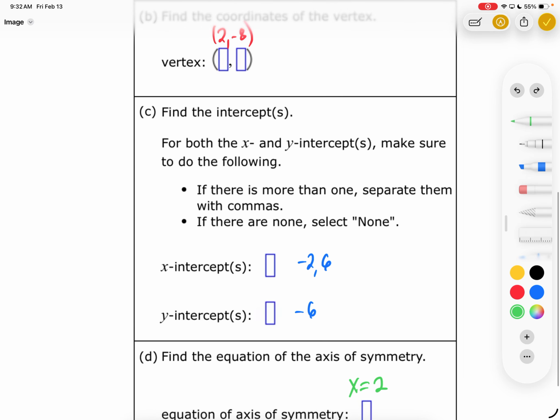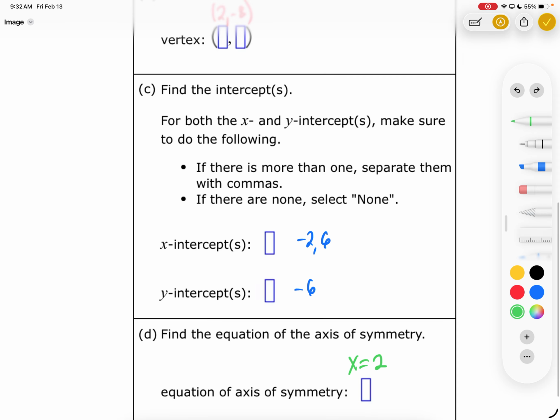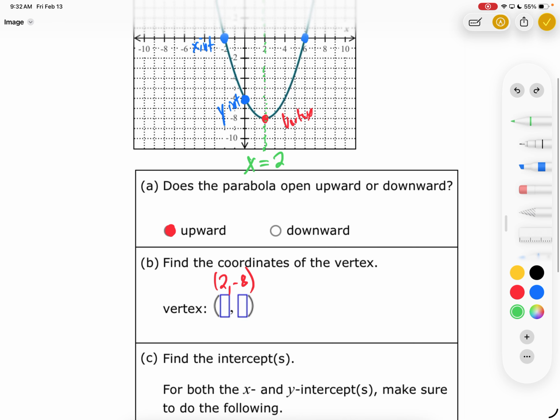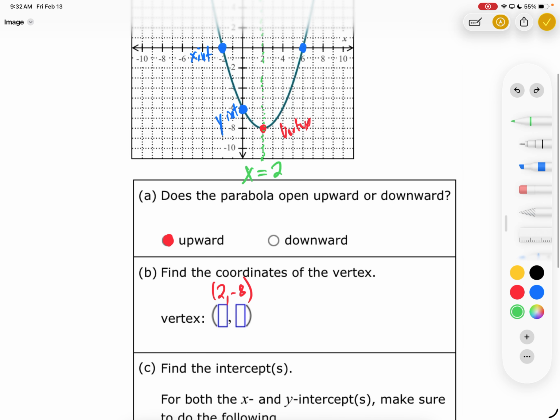The vertex tells us a lot of information. It tells us the axis of symmetry, the folding point. It tells us where it changes direction. It tells us our minimum or maximum. So this one has a minimum, right? It has a bottom point, so that's the lowest number of the graph.